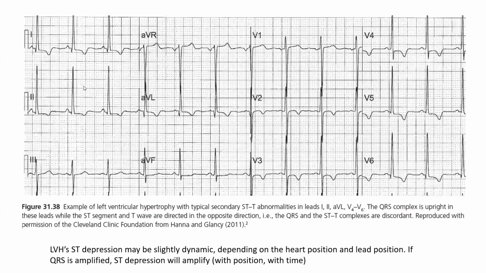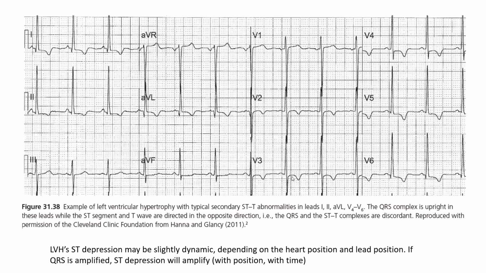This is an illustration of LVH. So this patient has pronounced LVH voltage. He has Cornell criteria. He has limb voltage for LVH, precordial voltage for LVH, and along with that, he has that reverse checkmark morphology. So this is LVH with secondary ST abnormality. It's not particularly worrisome for ischemia.